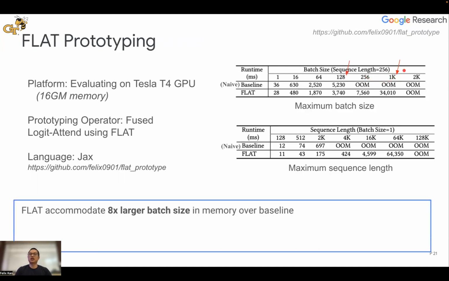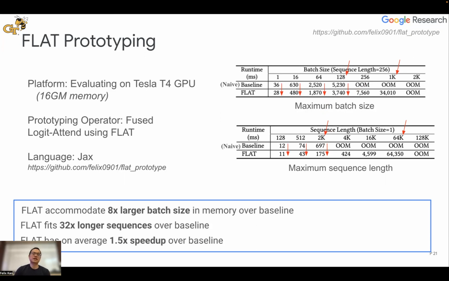The other experiment we did is to fix the batch size to 1 and see how long a sequence we can fit. While the naive baseline can fit 2K, flat can go to 64K, which is 32 times longer. Also, if you notice the runtime, flat has on average a 1.5 times speedup over the baseline.